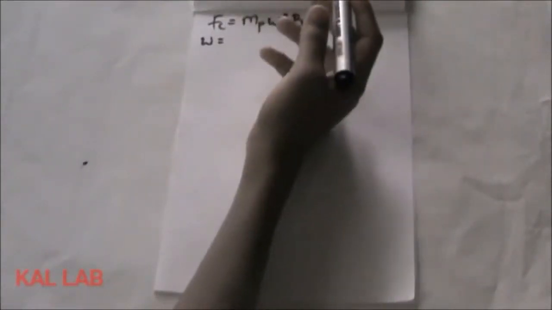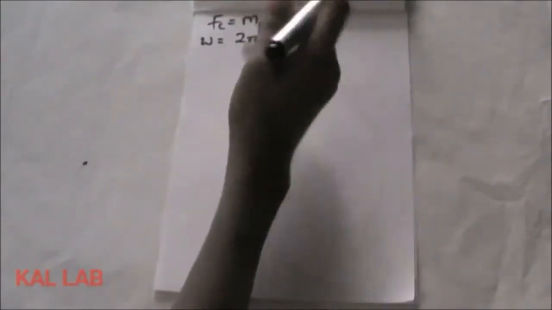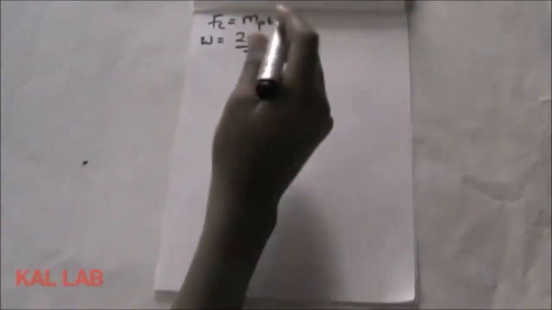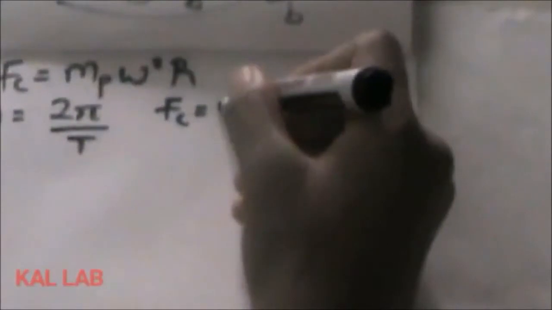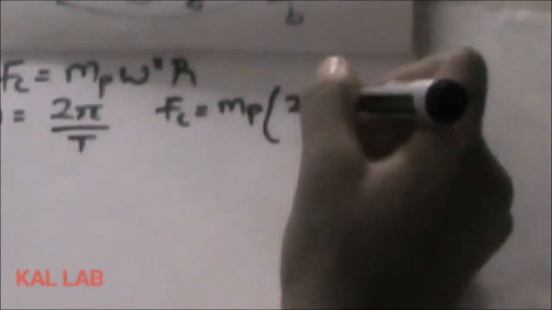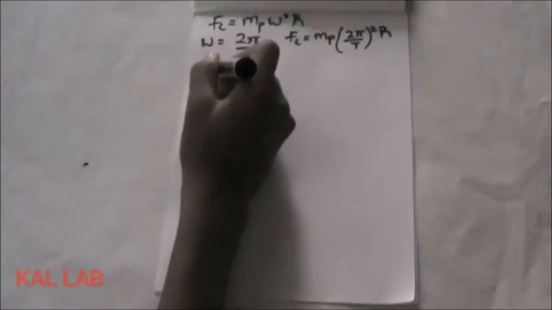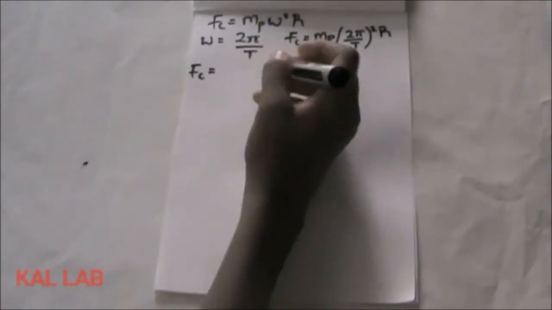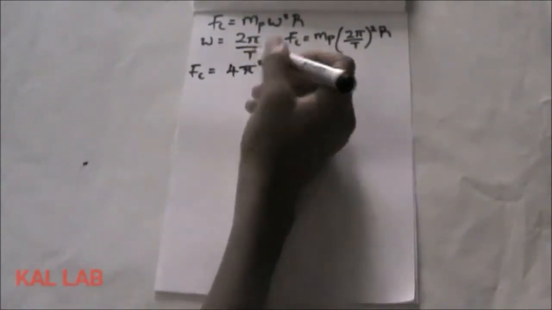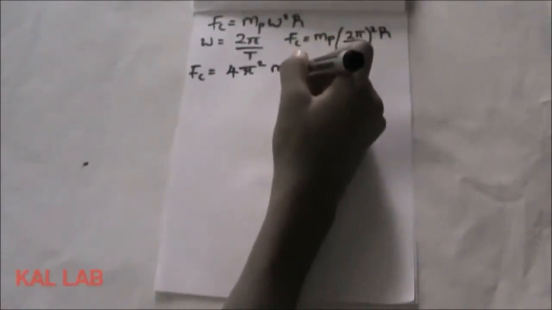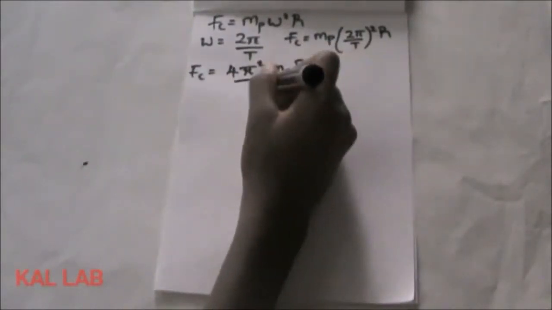So from the previous equation we got Fc equal to mp w squared r. w is equal to the angular distance, which is 2 pi, that's in radians, the distance around the full circle, divided by the time T. So we can say that our Fc is equal to mp (2 pi over T) squared r. So Fc becomes 4 pi squared mp r over T squared.